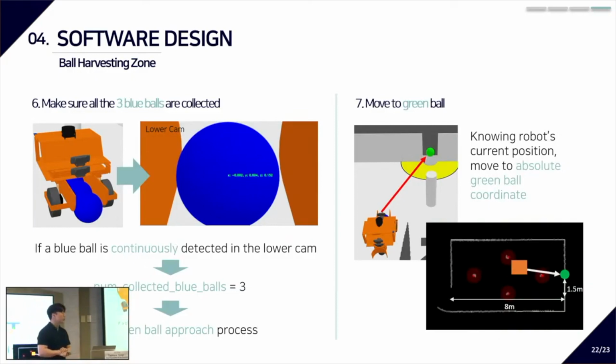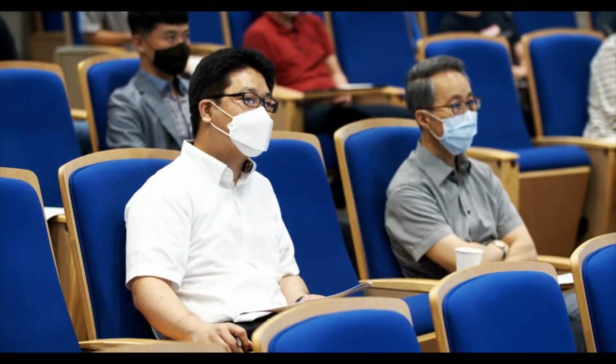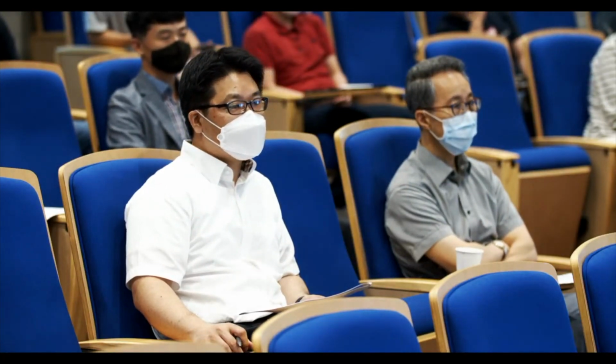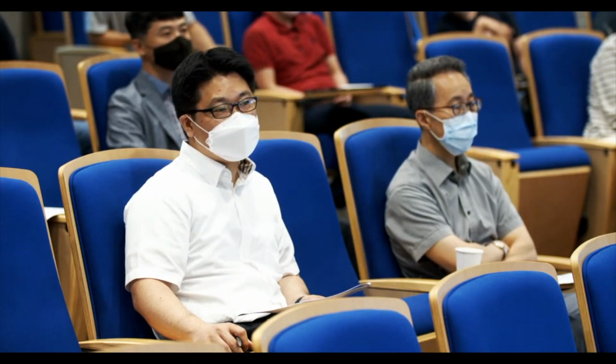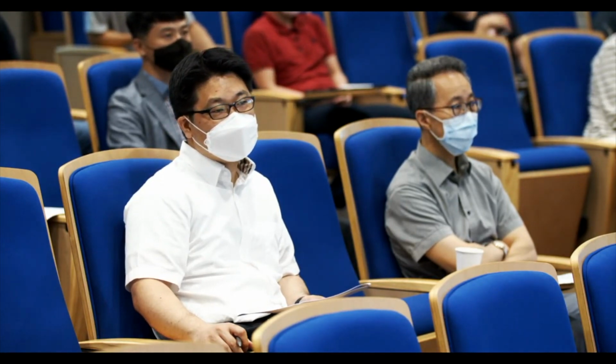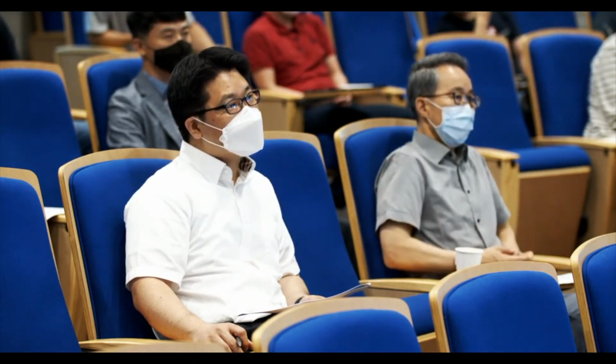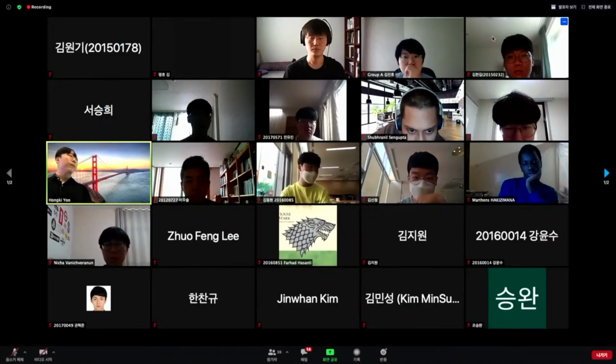And if the 3 blue balls are all collected, the lower cam view is like this. If this condition continues over and over, we decided that the robot collected all the 3 blue balls successfully, so we start moving to the green ball position. And here, as we have the constructed map and the absolute green ball position, we use our robot's current position and the absolute green ball position to approach the green ball.